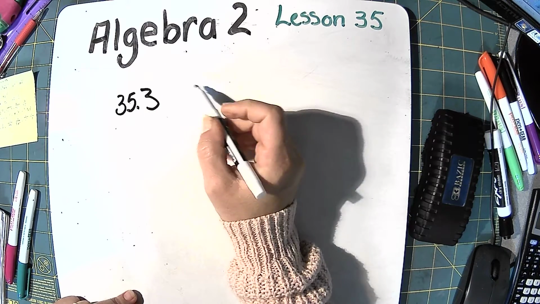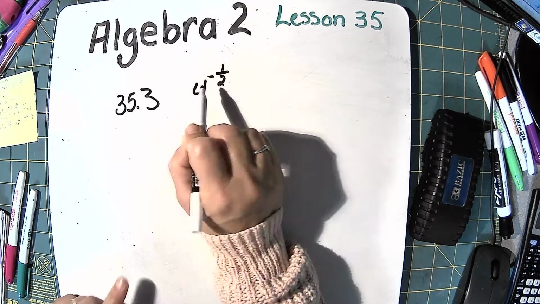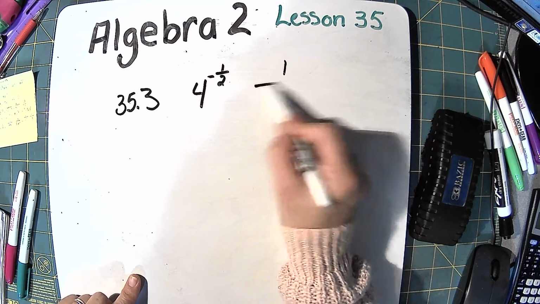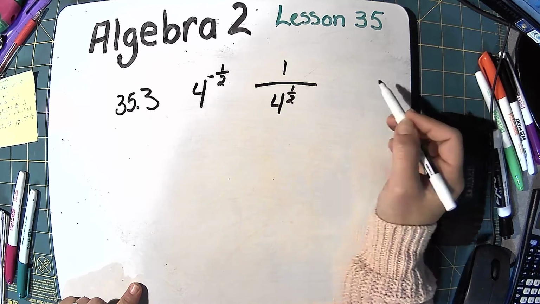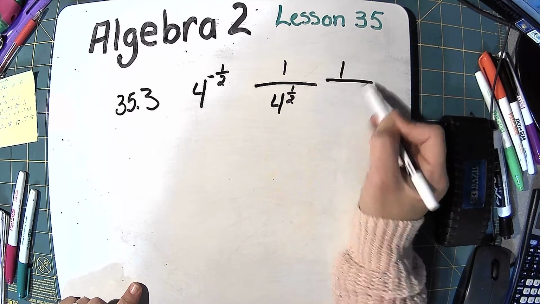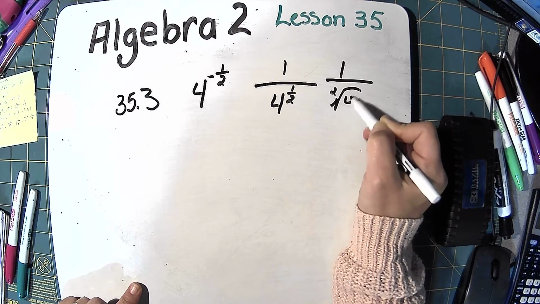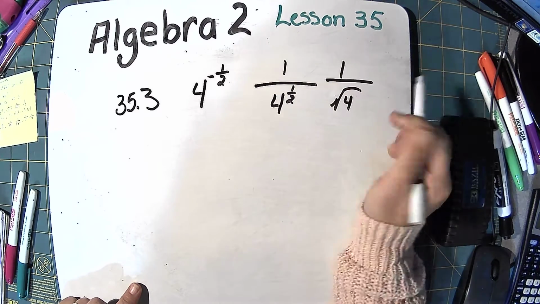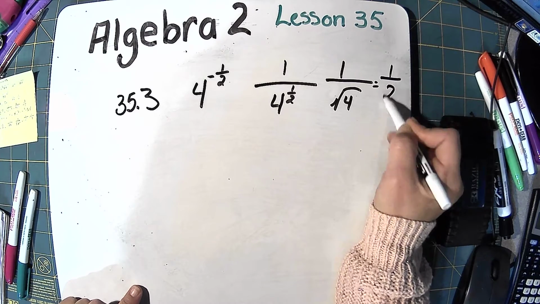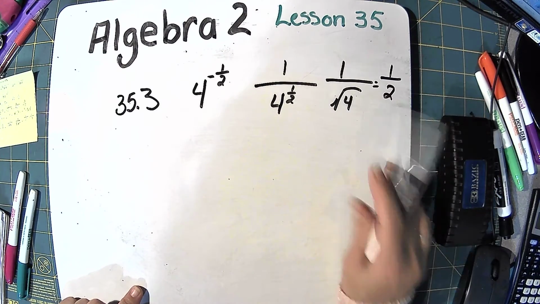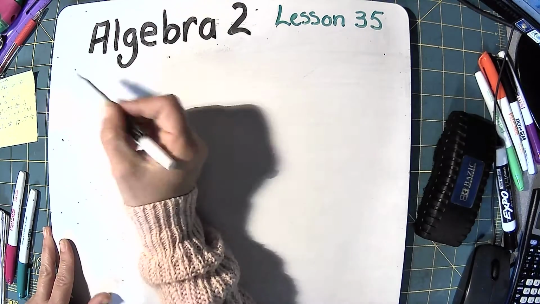All right, so 35.3 asks us to get 4 to the -1/2. All right, so first I got to get rid of that negative, so I'm going to put a 1 over it, and I get 4 to the 1/2. And we know that 4 to the 1/2 means, so the bottom number goes outside here, so that's the square root of 4 to the 1. So basically 1/2 means the square root of, the square root of 4 is 2, so I've got 1/2. 4 to the -1/2 equals 1/2. Okay.